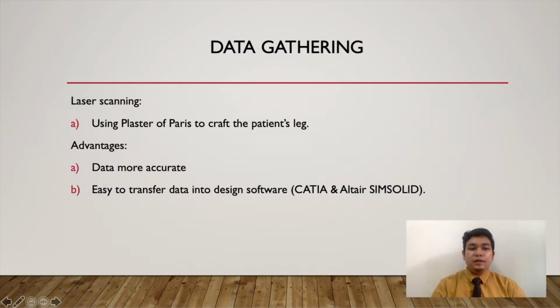For the data gathering, I will use laser scanning by scanning the cast of the patient's leg made using plaster of Paris. The advantage of using laser scanning is the data will be more accurate and easy to transfer into the CATIA and Altair SimSolid software for the designing process and analysis process.